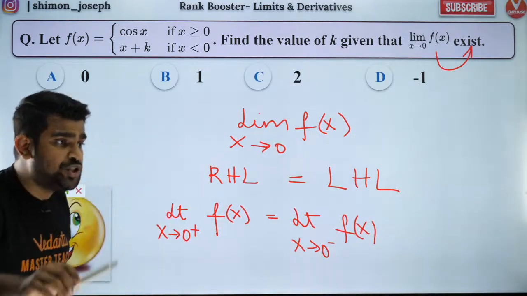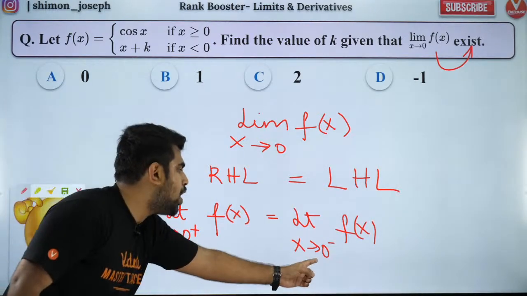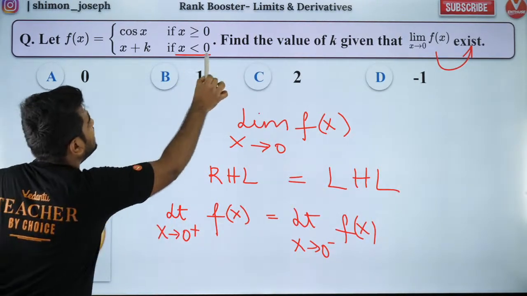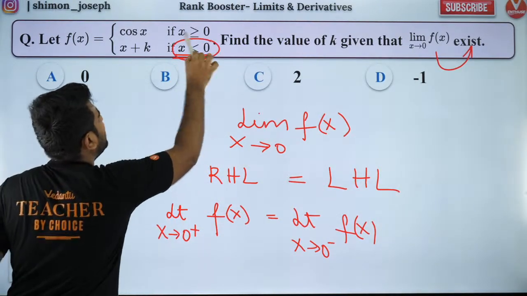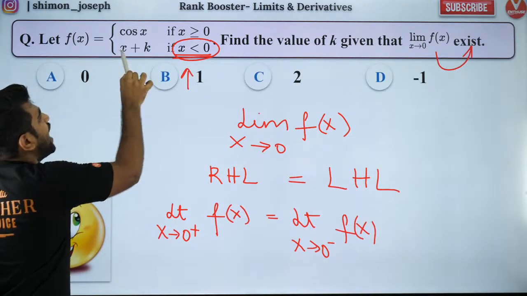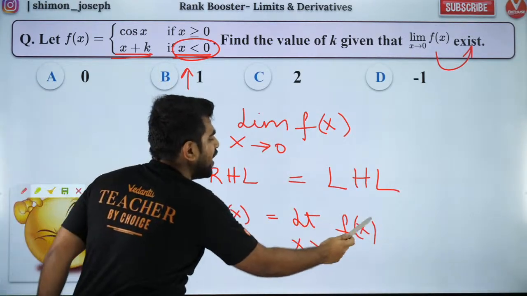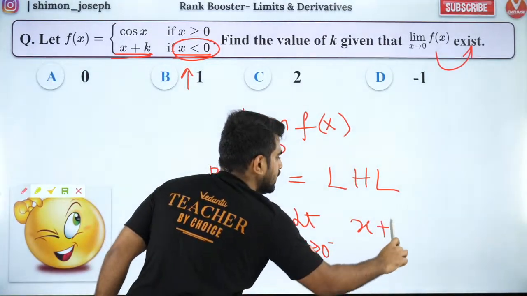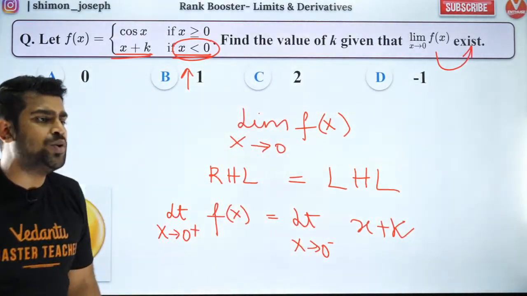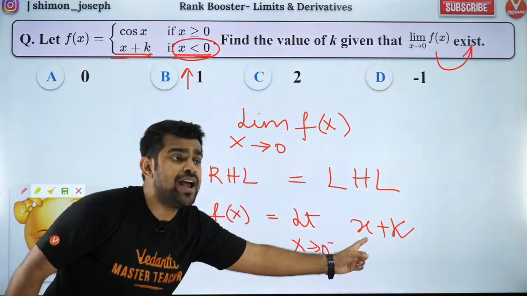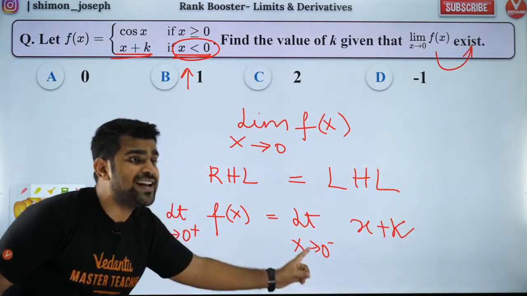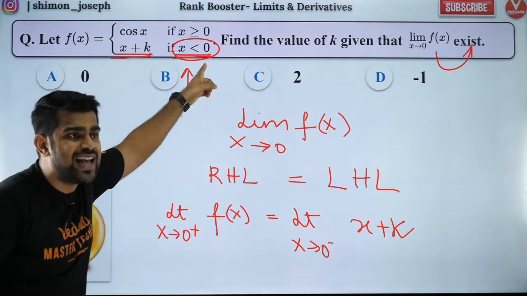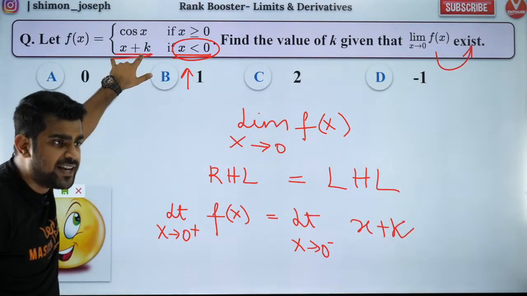Now I'll teach you how to solve it. Guys, 0 minus means I'll have to choose this side because 0 minus means it belongs to this interval. So I will choose this function. So this function will be x plus k. Did you like it? Are you all clear? Why is it x plus k? Because it is 0 minus. 0 minus means less than 0. Less than 0 means this function. Got it?